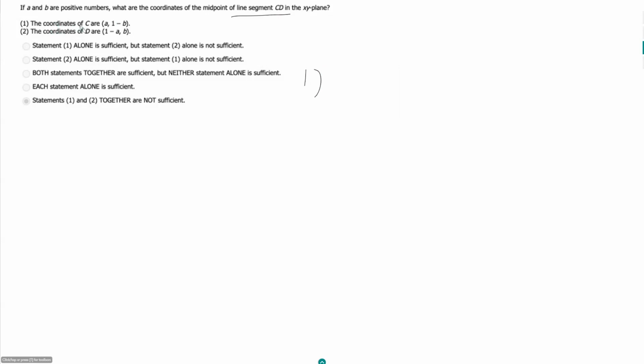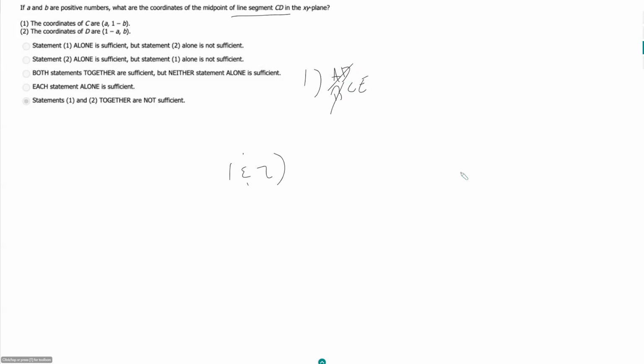So the coordinates of C are A, comma, 1 minus B, and we can look at these statements sort of together, it looks like, because 2 says the coordinates of D are 1 minus A, comma, B. Each of these individually is certainly going to be insufficient, because the first one doesn't tell me anything about D, and the second one doesn't tell me anything about C. So we can eliminate this as well as B, and we can go to looking at them together.